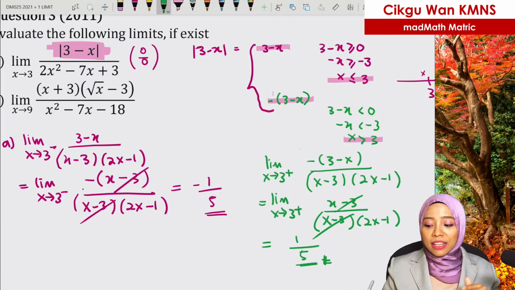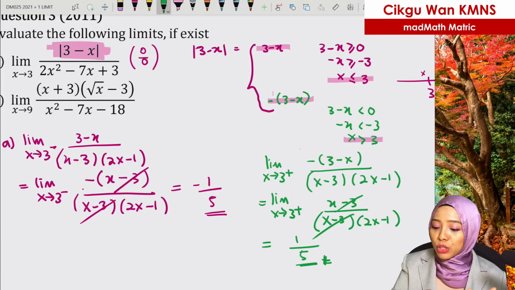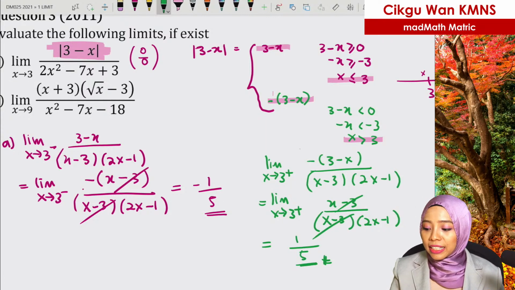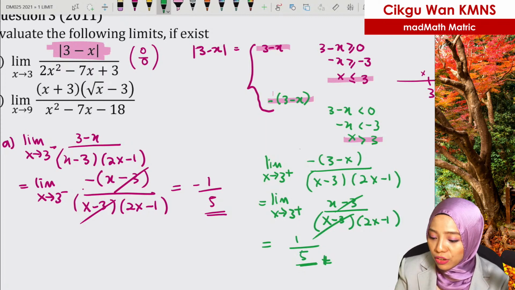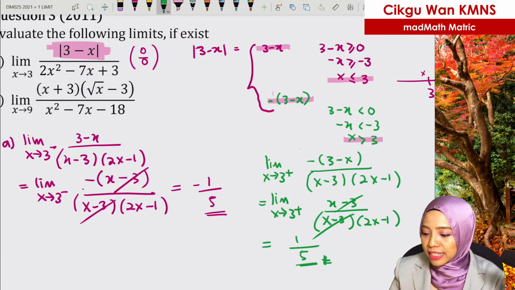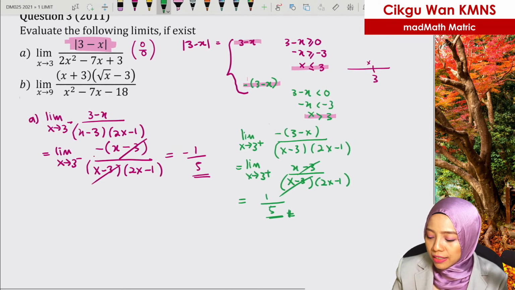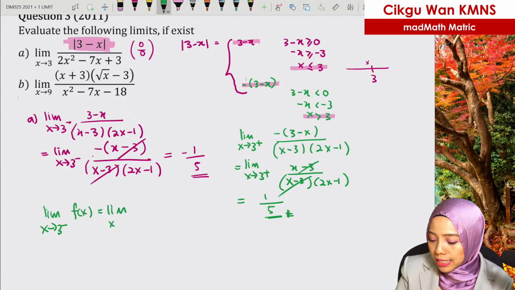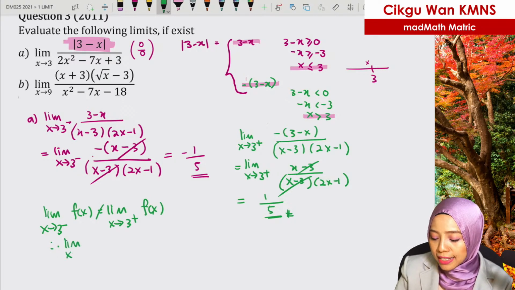Are they the same? Is the limit as x approaches 3 from the left equal to the limit as x approaches 3 from the right? No, this is negative, this is positive. Therefore, the conclusion: since the limit as x approaches 3 from the left does not equal the limit as x approaches 3 from the right, therefore the limit does not exist. The limit as x approaches 3 does not exist.